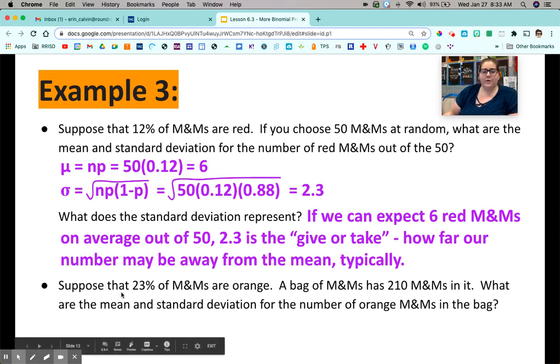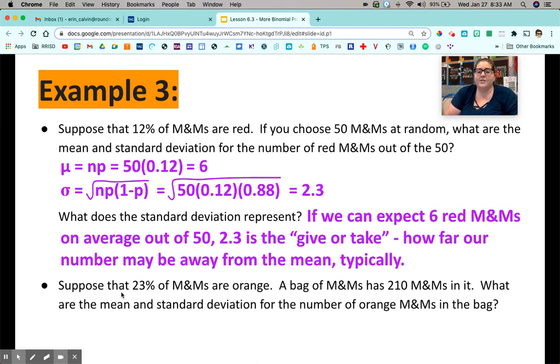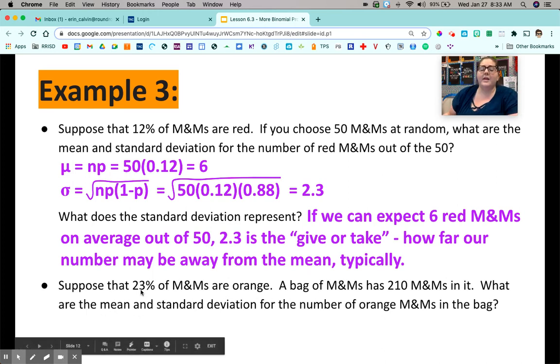Okay, so one more down here with the practice. Suppose that 23% of M&Ms are orange. A bag of M&Ms has 210 M&Ms in it. What are the mean and standard deviation for the number of orange M&Ms in the bag? So I went with orange this time. There are actually many more orange M&Ms than red M&Ms in bags of M&Ms, which is interesting.